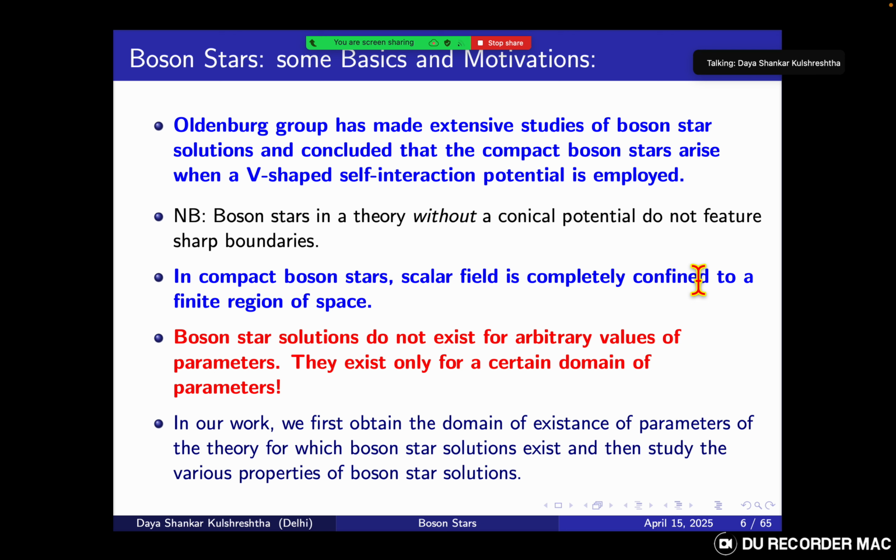Now also, boson star solutions do not exist for arbitrary values of the parameters. They exist only for a certain domain of the parameters. In our work, we first obtain the domain of existence of the parameters of the theory for which boson star solutions exist, and then study the various properties of the boson star solutions.